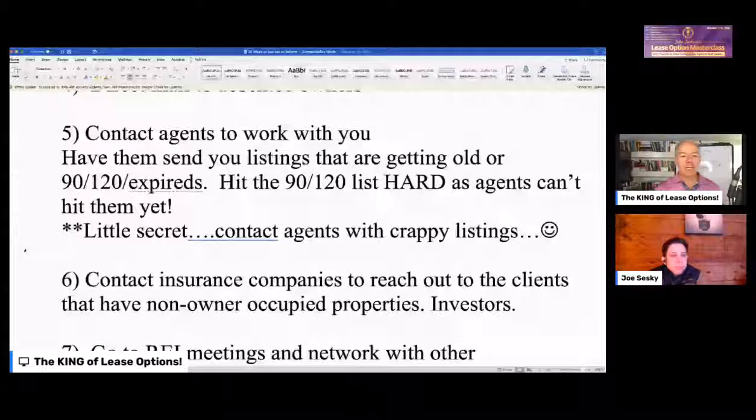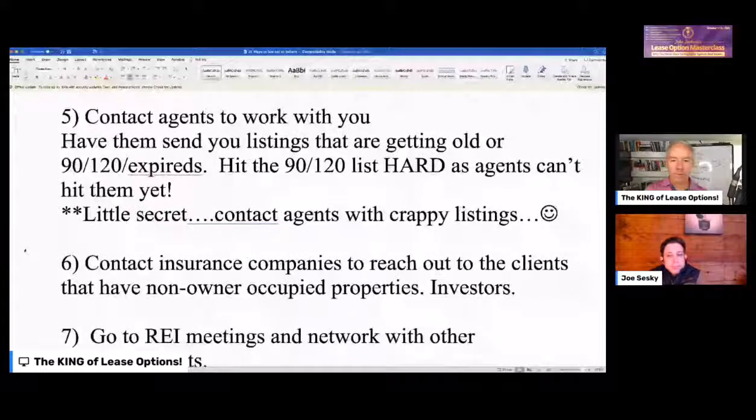Again, you can contact agents to work with you, have them send you the 90-120 day expireds if you'd like. But I highly recommend hitting the listed houses that are at 60, 90, 120 days pretty hard, because you're getting your foot in the door. You're getting your face or your name in front of those sellers way before the agents can, because as soon as those listings go expired, bam, those sellers are getting flooded with mail from other agents, right? But this way, if you've already been in front of these sellers two months ahead of time, you're going to win that game all day long.